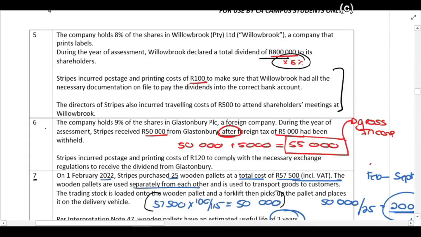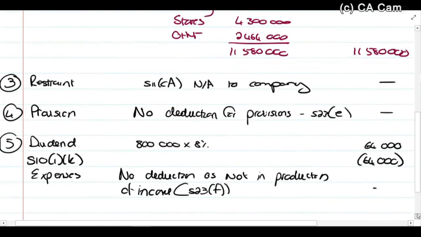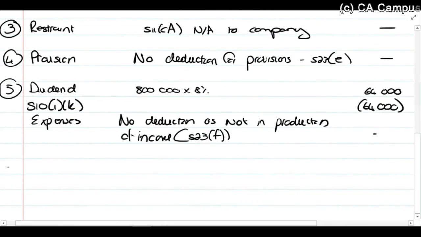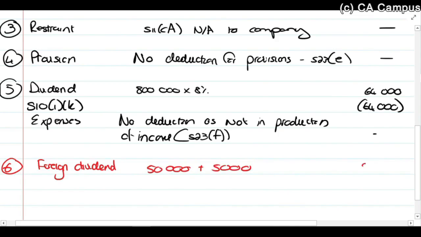Number 6 is the foreign dividend. It was 50,000, after tax of 5,000 has been withheld. So let's just get that right. So the foreign dividend is 50,000 plus 5,000, 55,000. Our section 10(b)(3) exemption is then 55,000 times 8/28.